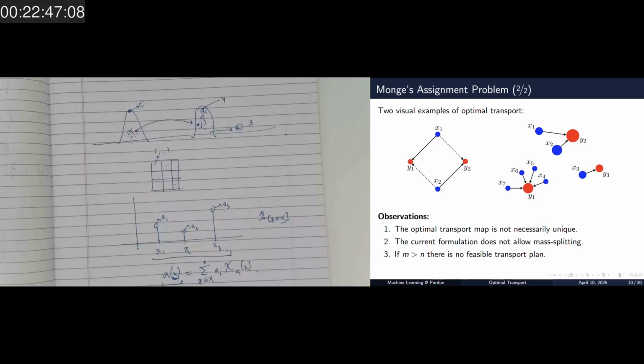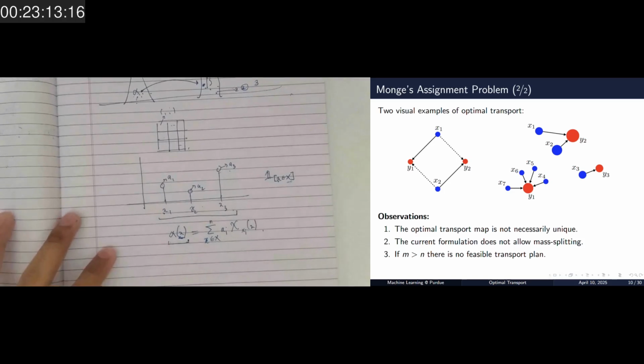The other important thing to note is that if m is greater than n, then there is no feasible transport plan, and this follows immediately from point 2, where we don't have any mass splitting. So imagine, if you want to inverse the problem, I have to go from all of the reds to the blues, the y's to the x's. I cannot split up all of the y1s, and it cannot go to multiple places at once. Therefore, it is not possible to transport in the reverse direction.